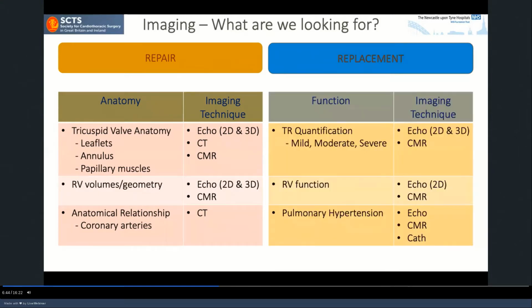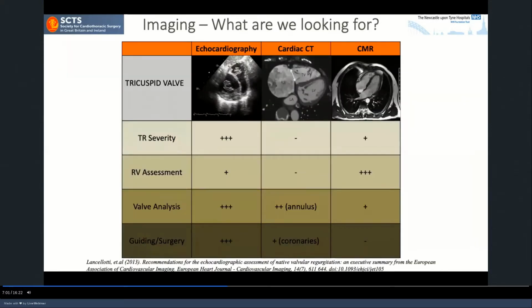And from a functional point of view, we'd be looking at the degree of regurgitation, right heart function, and evidence of right heart pressures. And you can clearly see that all modalities will provide some sort of information, but echocardiogram clearly leads on all fronts. And this paper from Lancelotti in 2013 clearly shows that echocardiography provides the important information that we require prior to a tricuspid valve repair.